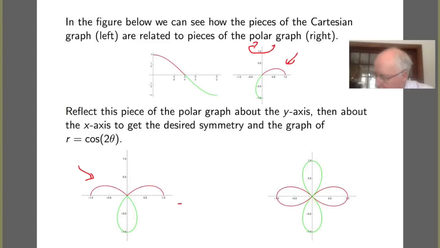And then if we take this picture reflected about the x-axis, we can see that we fill in these lobes, petals, and we find the final graph, which looks like a kind of neat-looking four-petaled flower.